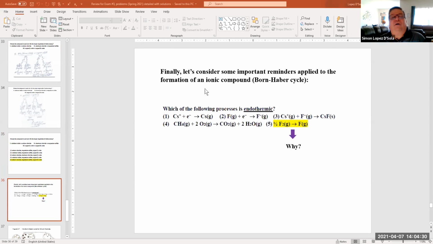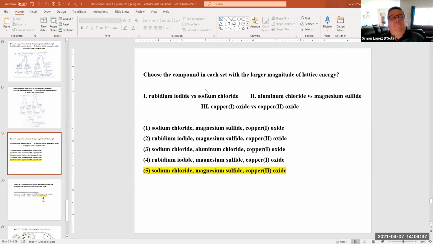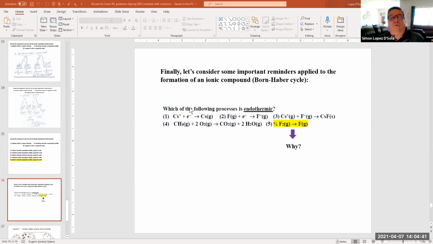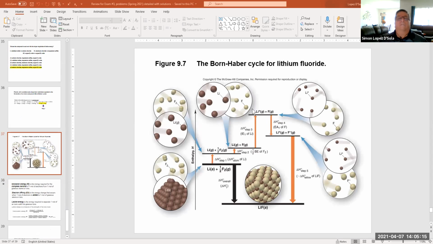Okay, now let's finally consider some important reminders, in this case applied to the formation of an ionic compound. Which of the following processes is endothermic? To do that analysis, you need to remember one slide from my class. I don't remember exactly if it was chapter 10, but it tells you about the Born-Haber cycle, which shows how an ionic compound can be formed from atoms. That was figure 9.7, so it's chapter 9, not chapter 10. It's the Born-Haber cycle for lithium fluoride.